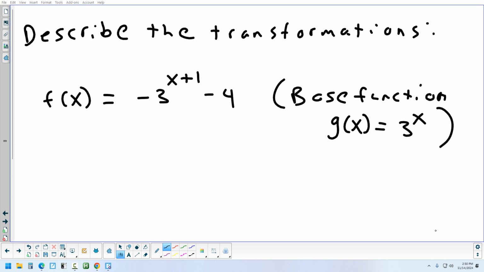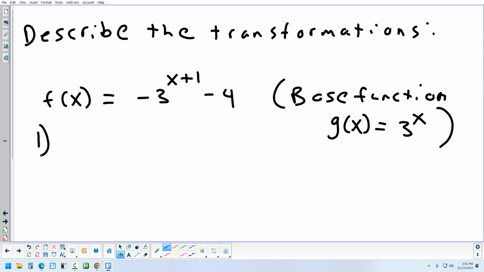So the first question we're going to look at is transformations of exponentials. The first thing we want to do is identify how many different transformations it would take to turn g of x, which is our starting function, into f of x. How many transformations would it take? Yep, it's going to take 3 transformations.